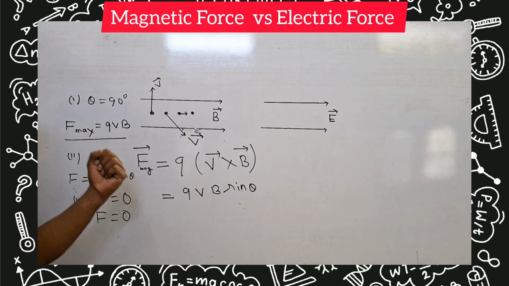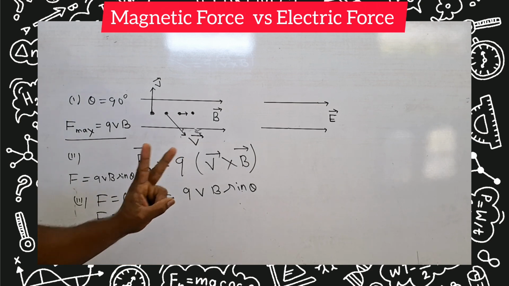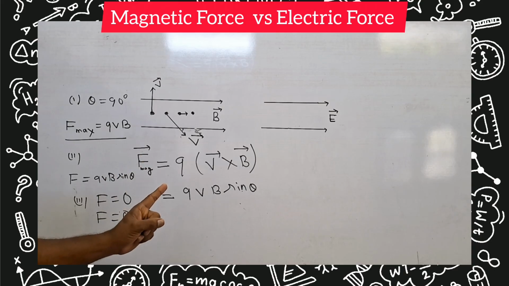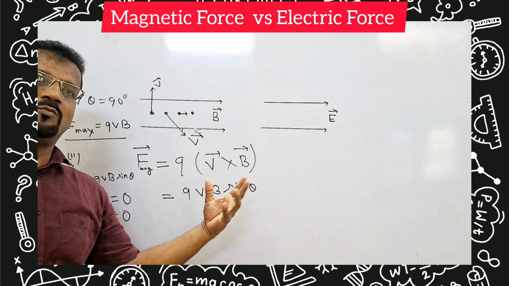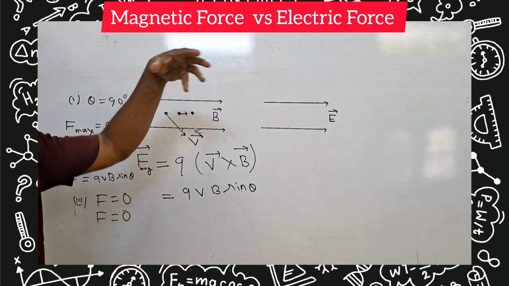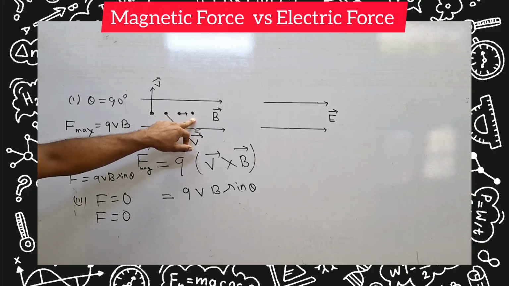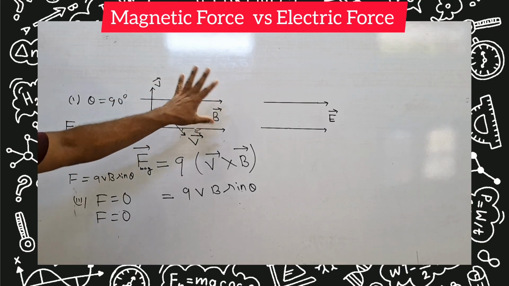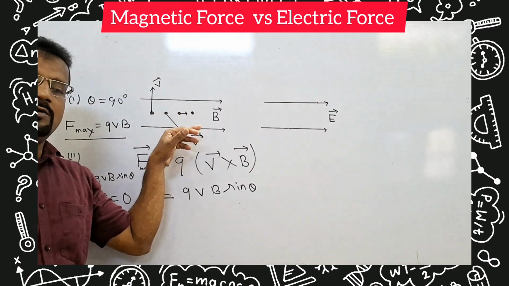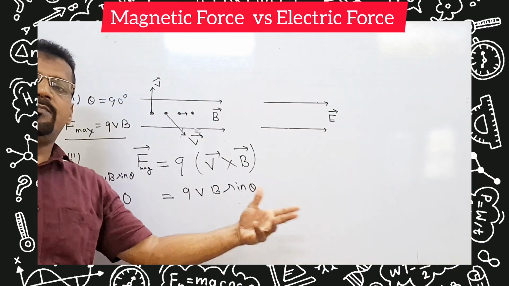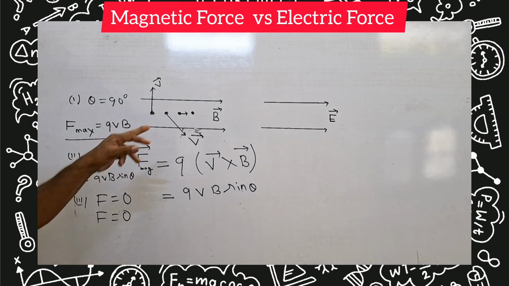So magnetic force on a charged particle is 0 under two conditions. One is if the charge is at rest, because magnetic force is not effective in the case of a charge at rest. Magnetic field never applies force on a charge at rest. Second, if the charged particle moves in the same direction as the magnetic field, in that case also the magnetic force will be 0 on the charge.